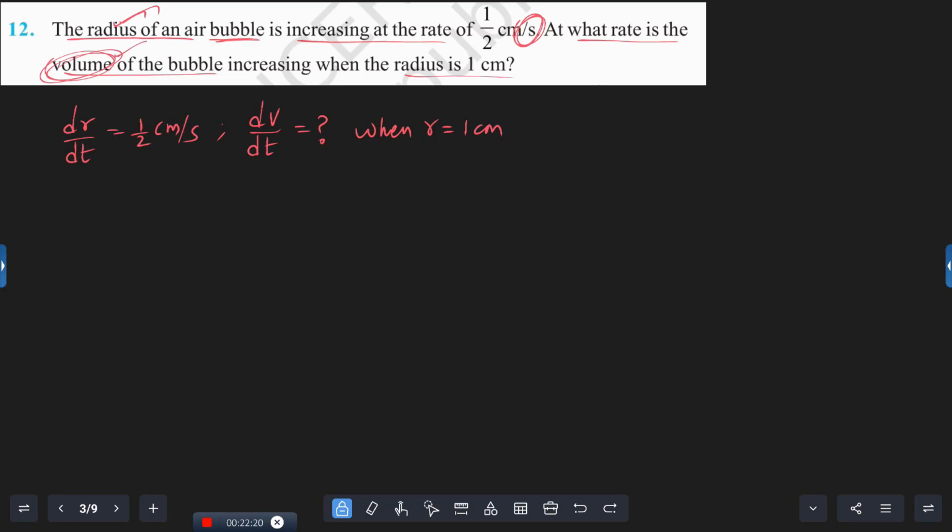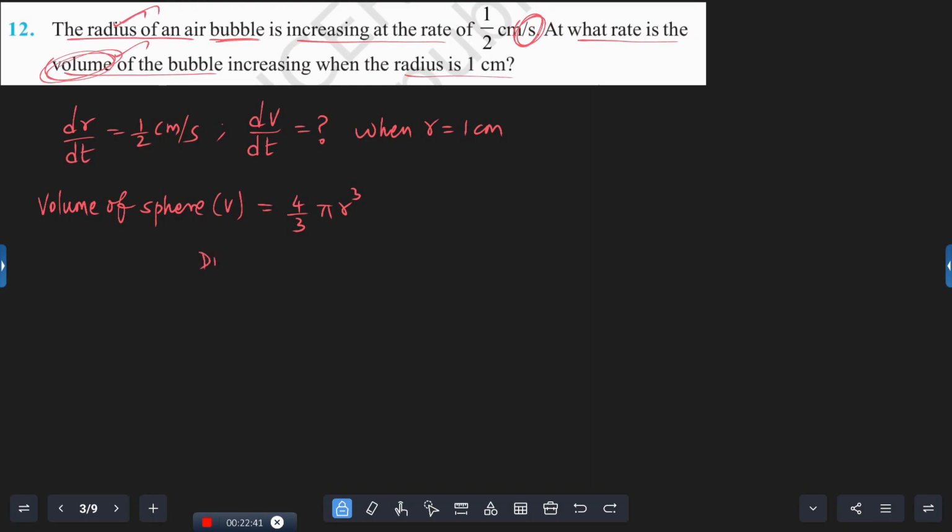Which volume should we use? This is a sphere, I said. So the volume of a sphere, V, is equal to, listen, what is the formula? 4 by 3 pi r cube. V is equal to 4 by 3 pi r cube.